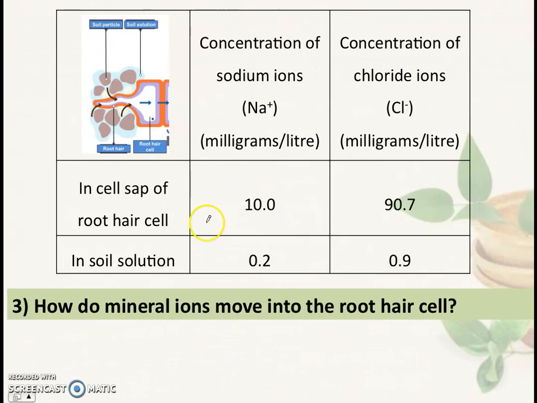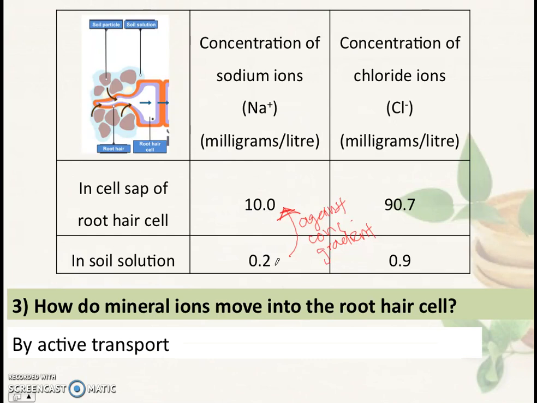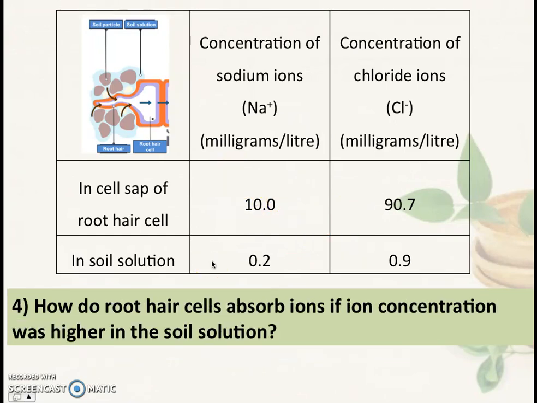So hopefully you realized that to absorb, for example, sodium ions, the root hair cell needs to move sodium ions against the concentration gradient, right? Because the concentration is higher inside the cell than outside the cell in the soil solution. And hence, hopefully you concluded that the root hair cell absorbs mineral ions by active transport, right? So from a region of lower concentration to a region of higher concentration. Now, mineral ions can be absorbed by active transport if they are in relatively lower concentrations in the soil solution.